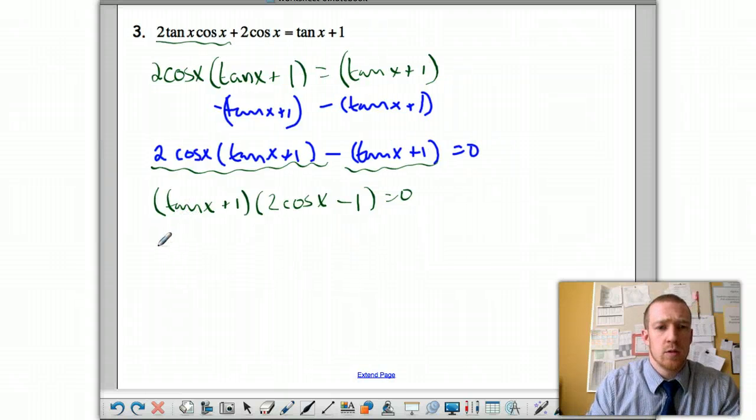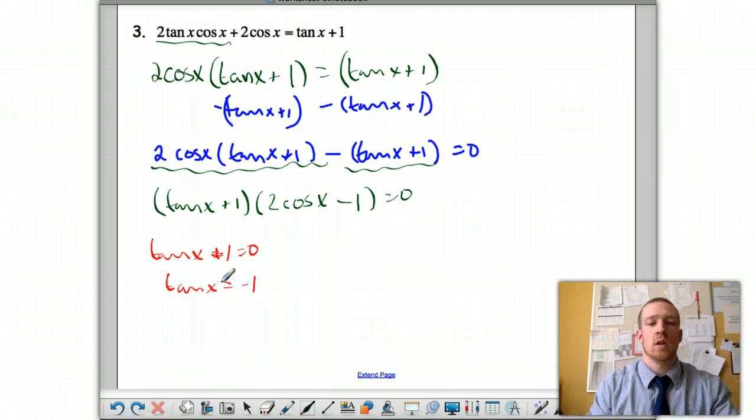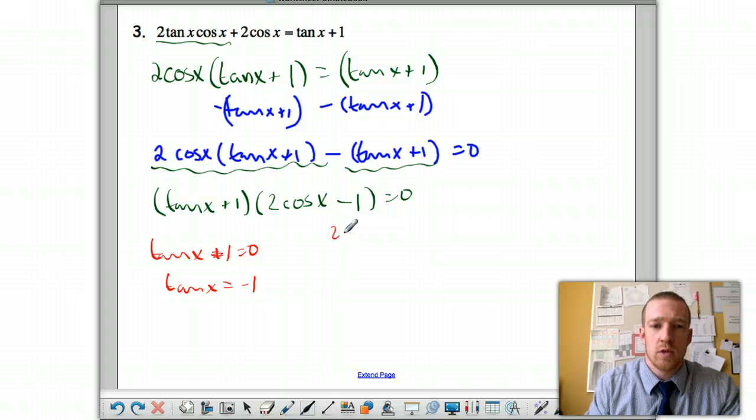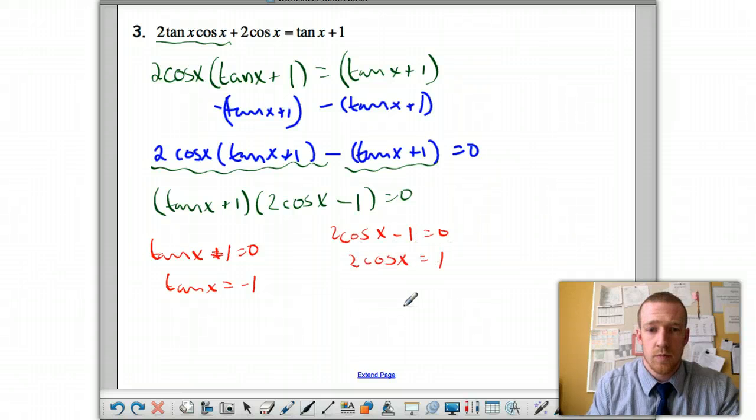And we're going to say tangent x plus 1 equals 0. So tangent x equals negative 1. And then we have 2 cosine x minus 1 equals 0. Add 1 to both sides. 2 cosine x equals 1. Divide by 2.